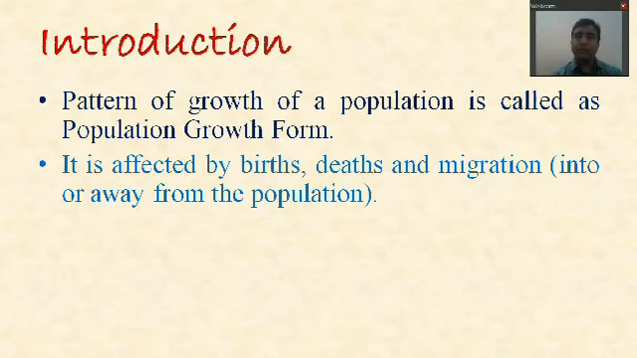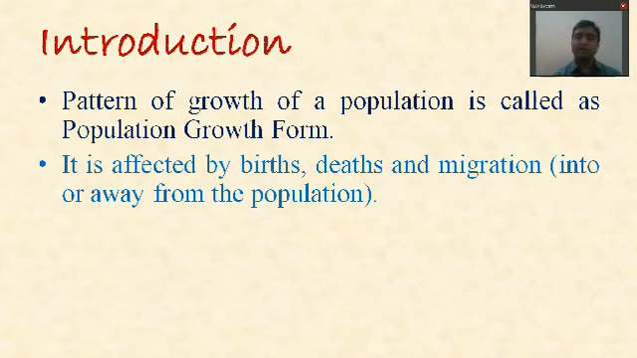Growth of any population is affected by certain factors, but the important ones are birth, death, and migration. If there occurs a high birth rate, then due to that the speed of the growth of population will enhance. If there occurs a high death rate, ultimately there occurs a decline in the growth of population, and at the same time migration.